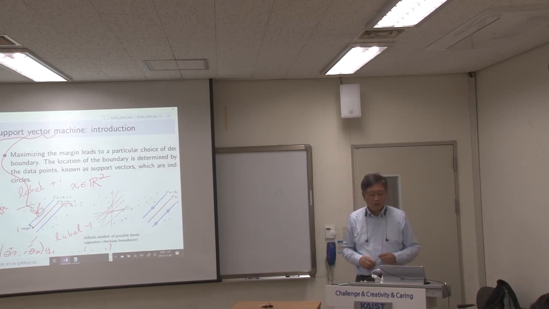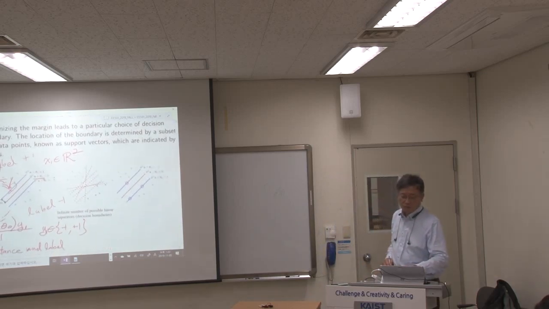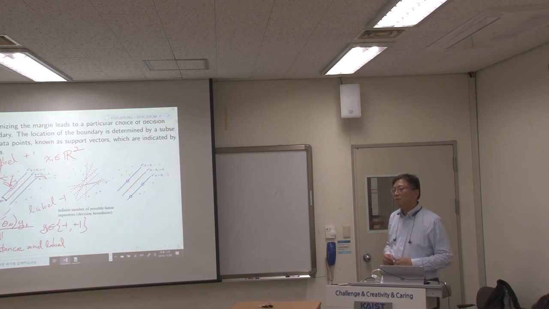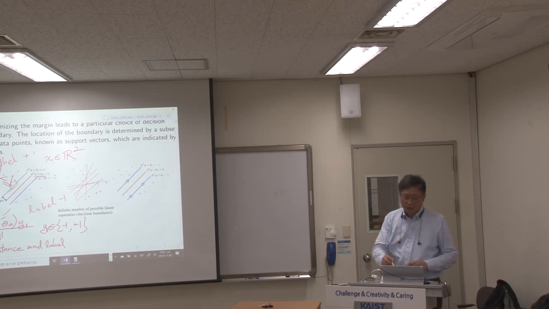What do you think is the minimum number of support vectors to define the decision boundary? Yeah, you need 3.